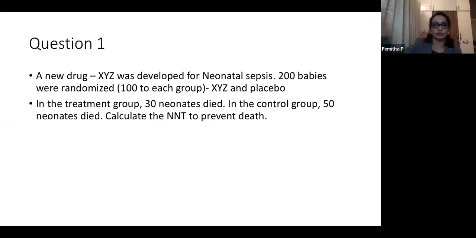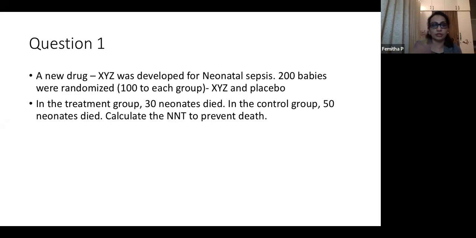So if you have a total of 100 babies in each group, you will have 30 in the first column, 70 in the right-hand column, and 50 and 50 in the lower row. So 30 babies on XYZ had the outcome of death, 70 did not. Placebo, 50 had the outcome of death and 50 did not. This allows you to calculate the incidence of death in exposed, which is 30 out of 100, and incidence of death in non-exposed, which is 50 out of 100.